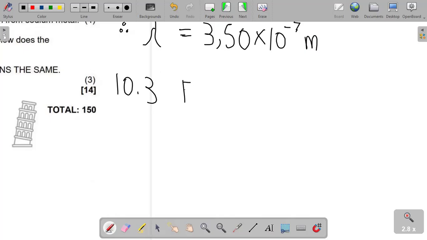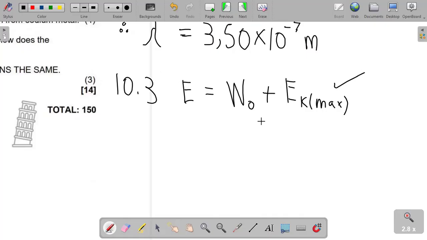Okay, so we say E equals to work function plus Ek max. So you just have to write down the equation, okay, because sometimes there's a mark for the equation. So do not skip the step here. It's important. And then we say hc over wavelength.